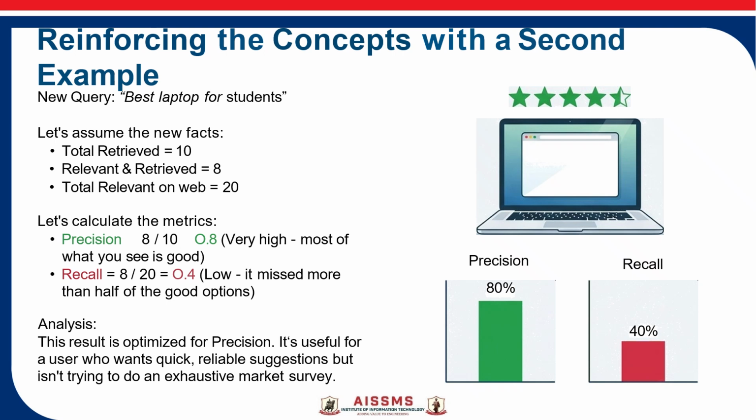Let's reinforce this with a new query: best laptop for students. Here total retrieved are 10, relevant and retrieved are 8. Total relevant on the web were 20. Here precision is high, that is 0.8, but recall is low, 0.4. This system is optimized for a user who wants quick, reliable suggestions rather than an exhaustive survey of every laptop on the market.